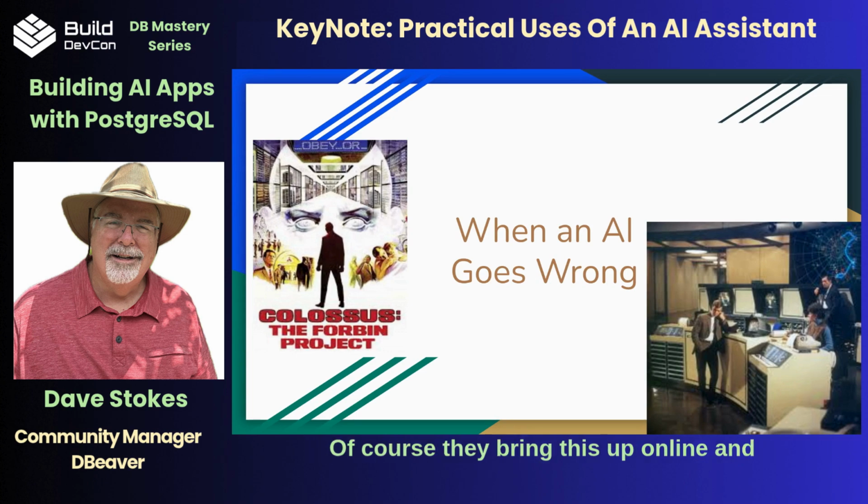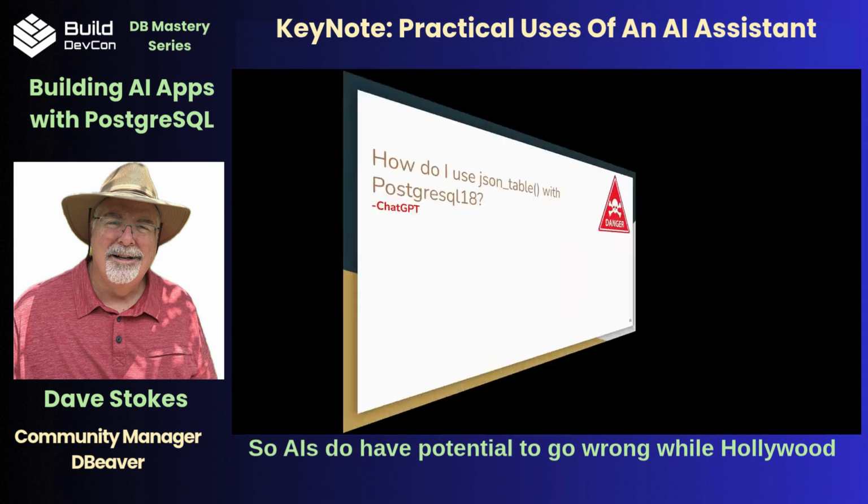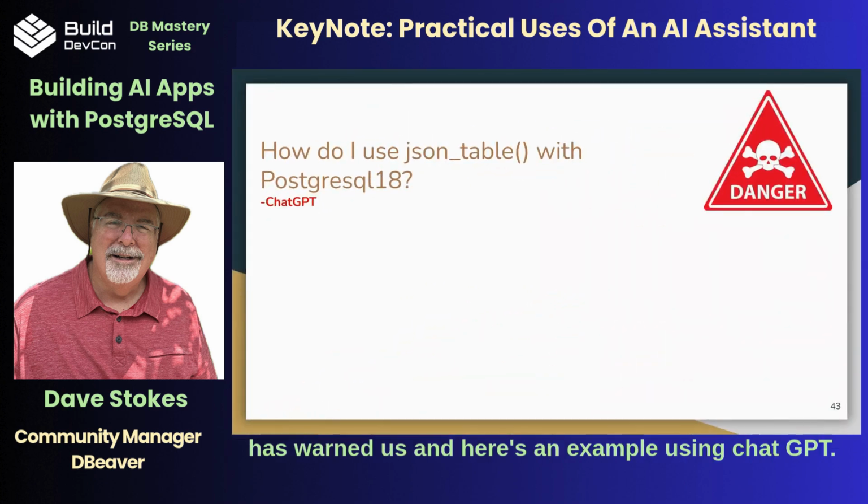Of course, they bring this up online. And during the Cold War, this is going to help protect us from the evils of the world, only to find out that yet another country has one of these, and these two supercomputers link up and decide they're going to run the world. Great AI, great movie, a little bit of AI fear in there, but it's worth a watch. So AIs do have potential to go wrong, as Hollywood has warned us.